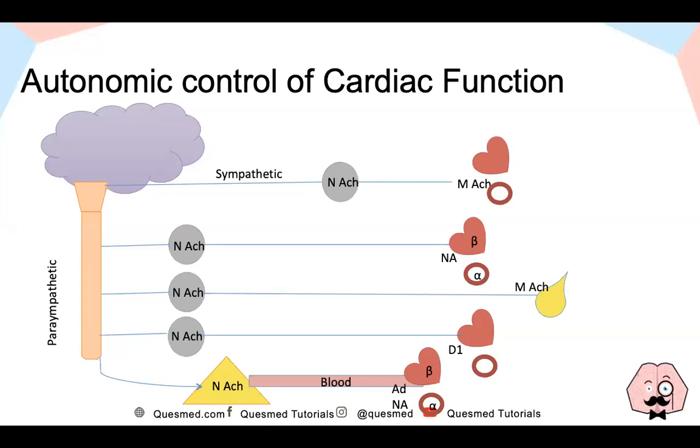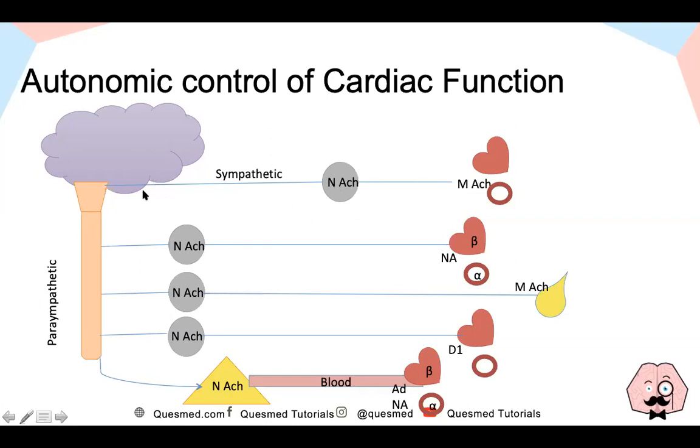So we've got a variety of different receptors and a variety of different neurotransmitters: our adrenaline and noradrenaline, our dopamine, and our acetylcholine in the sympathetic nervous system. And then we've only got acetylcholine as the neurotransmitter for the parasympathetic nervous system.